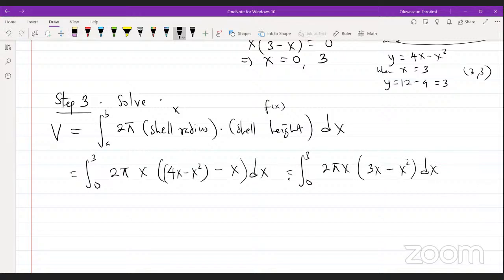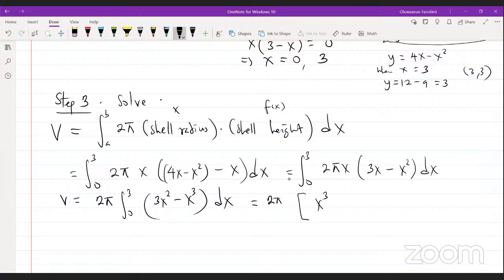Okay, so right now life is becoming so much easier. So this is 2 pi, you have 0 to 3. Distribute x, you have 3x squared minus x cubed, then you have a dx. So right now we're good to do our integration. This is 2 pi times x cubed minus x to the fourth over 4, evaluated from 0 to 3.